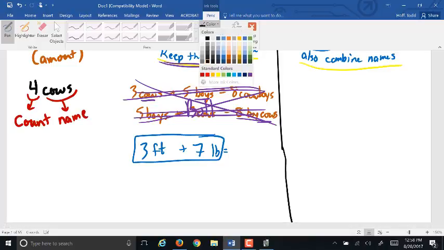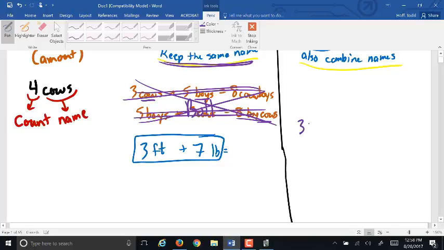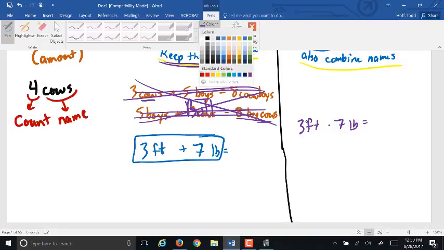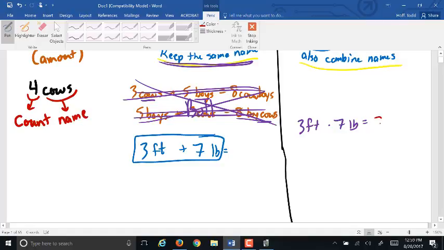However, with multiplication, if I had 3 feet times 7 pounds, because I'm going to combine counts, 3 times 7 is 21, and I'm also going to combine the names, feet times pounds is foot pounds. I don't have to have the same name to multiply or divide because I'm going to combine those names. A foot pound is a unit of torque, or if you're looking at structures, a unit of moment. So that is just fine to multiply 2 things with different names.